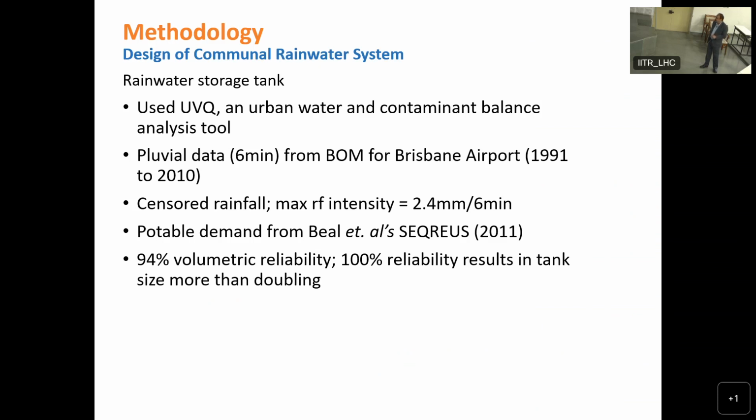Okay, so what we did, we looked at volumetric reliability, which we talked about, at 94-95%, because for 100% reliability the tank size was quite large. And we are relying on the remaining amount of water at the end of the system, which can be either piped water coming from the municipality, or you can have your own tube well or bore water.